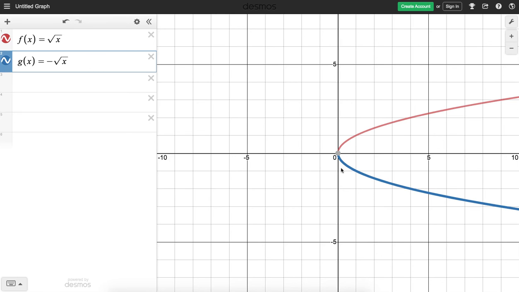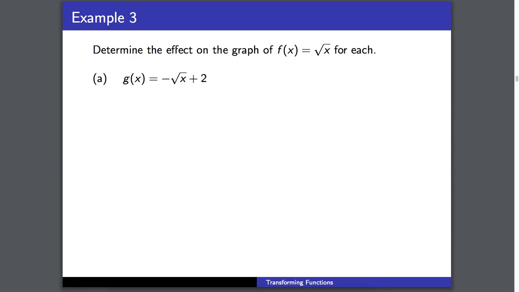That should reflect it over the x-axis. And then taking that result with a plus 2, as we saw in the last video, that's going to move all those points up 2 units, giving us this graph in blue. So with the negative square root of x plus 2, we have the negative outside the square root as a reflection across the x-axis. And then we're going to shift it up 2 units because we're adding 2 outside of the function.